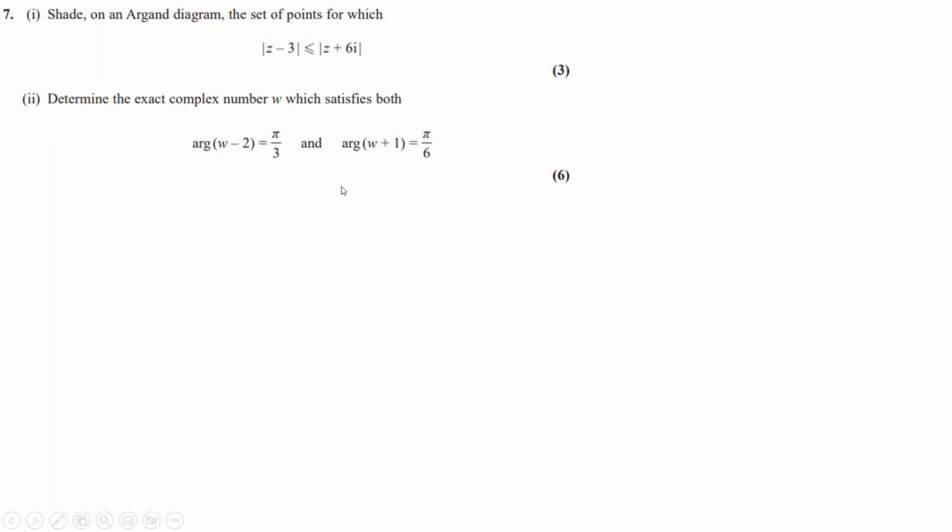Question 7, shade this, so we're looking for all the points z such that we're closer to 3 than we are to minus 6i, because you need to put that minus in distance from z to minus 6i.